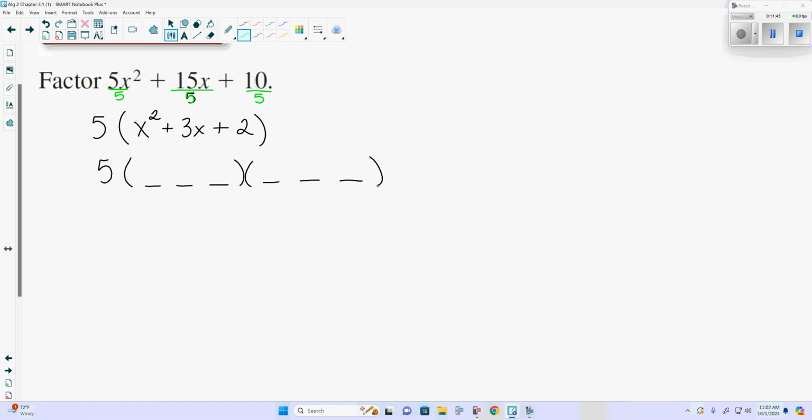Now, part of the reason we do 3 spaces is to make sure we have enough room. Because when we factor this, we're going to have 4 terms. 2 are going to go in each one, and there's going to be a sign in the middle. So the middle spot in both of these parentheses will be a sign, either plus or minus, one of the two. Now that brings us to step number 3.